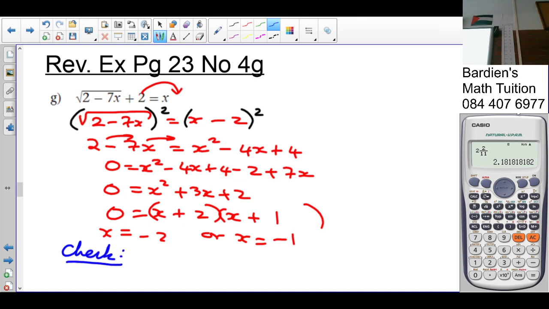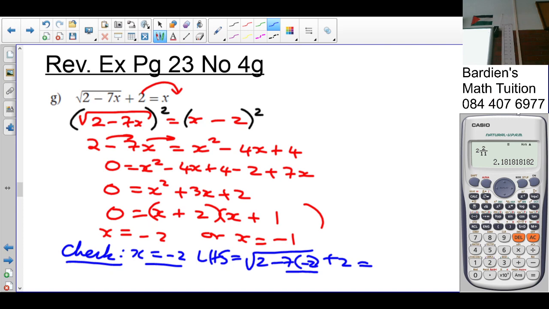So let's check for x is equal to negative 2 first. Wherever we are on the left hand side, we substitute negative 2 wherever you see x. So it's going to be the square root of 2 minus 7 times negative 2, plus 2. That's going to give you 14 plus 2 is 16. Square root of 16 is 4. 4 plus 2 is 6. The right hand side, what's the right hand side equal to? Negative 2. Is 6 equal to negative 2? Is the left hand side equal to the right hand side? No. So you just pull a line there, no solution on that. You all okay with that? Any confusion?